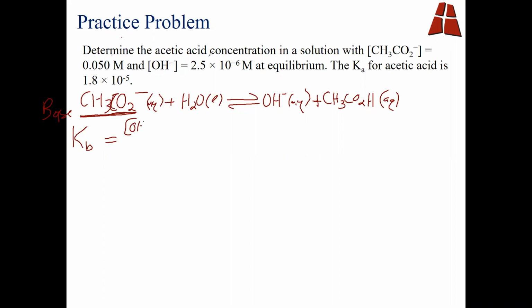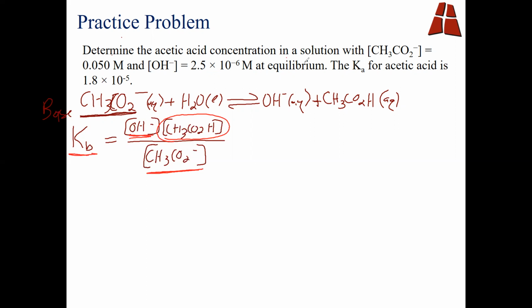And so Kb is equal to, as with all of our equilibrium stuff, our products over our reactants. So we can put our concentration of hydroxide over concentration of acetic acid, CH3CO2H, then divide that by the concentration of our acetate ion, CH3CO2 minus. Right? And so in order to solve for this, the variable that we want to solve for is this acetic acid concentration. We're given our concentration of hydroxide, right? We're also given our concentration of acetate. So all we should need to solve for this is Kb.